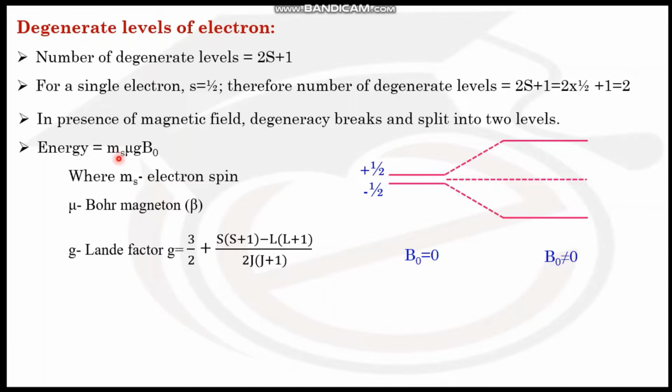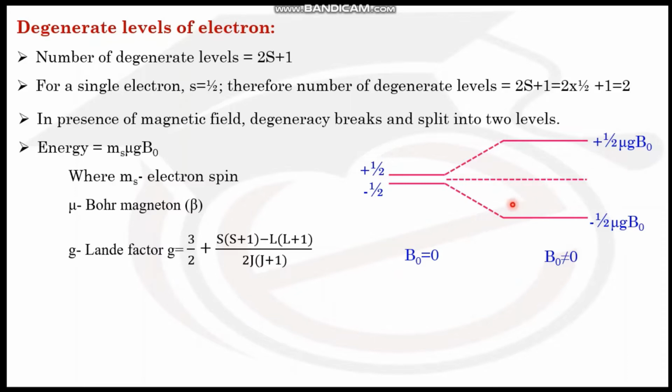Here for ms, first we substitute the value minus 1 by 2. The energy will be lower, because a minus value means negative energy, or lower energy, which means the lower level: minus 1 by 2 mu g B0. When we substitute the value plus 1 by 2, it represents the upper level energy. So we have two energy levels. In the absence of a magnetic field, it is a degenerate level. When we apply a magnetic field, the degenerate state splits into two energy levels, one lower energy with the value minus 1 by 2 mu g B0, and a higher energy level plus 1 by 2 mu g B0.